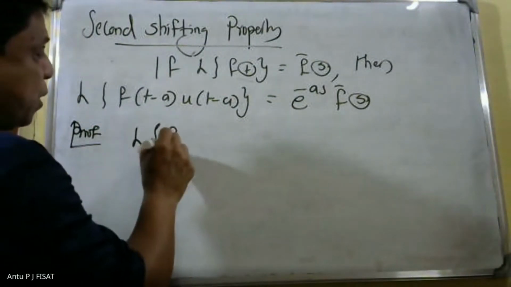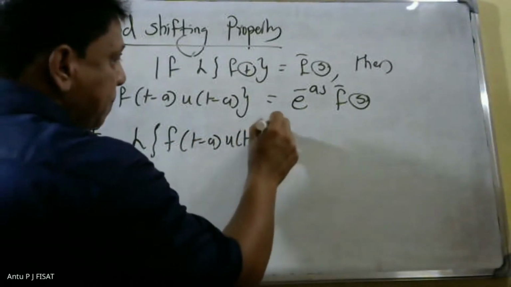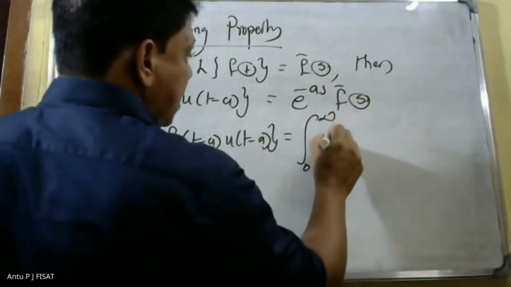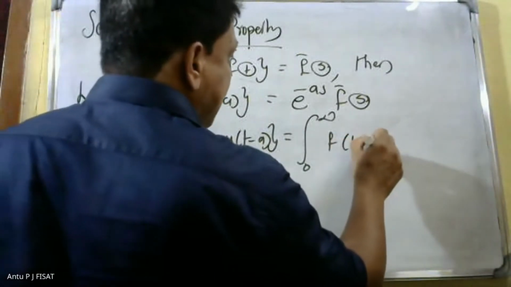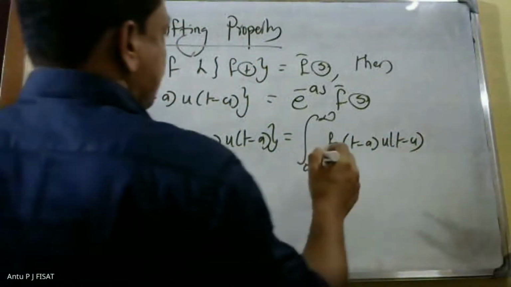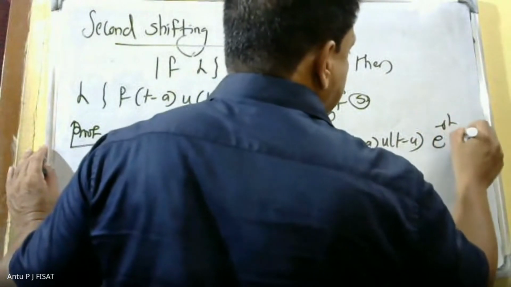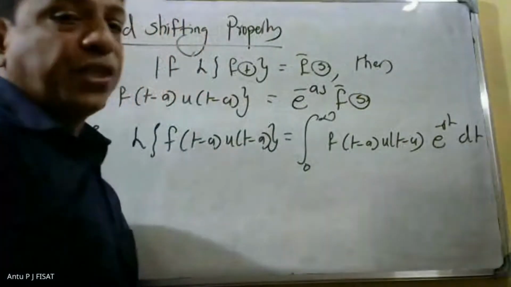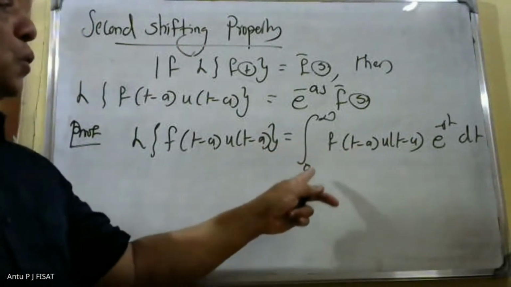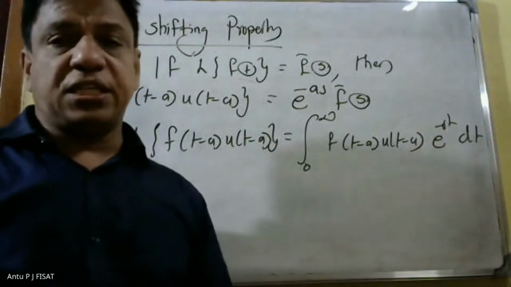Laplace transform of f of t minus a into u of t minus a is equal to integral 0 to infinity f of t minus a u of t minus a into e raised to minus st dt, from the definition of the Laplace transform.